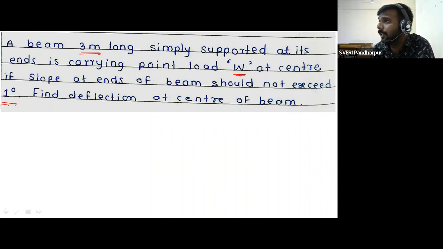Find the deflection at the center of beam. The slope value is given, 1 degree, and by using that we have to find out the deflection. W value is also not given. So first of all, you draw the figure.